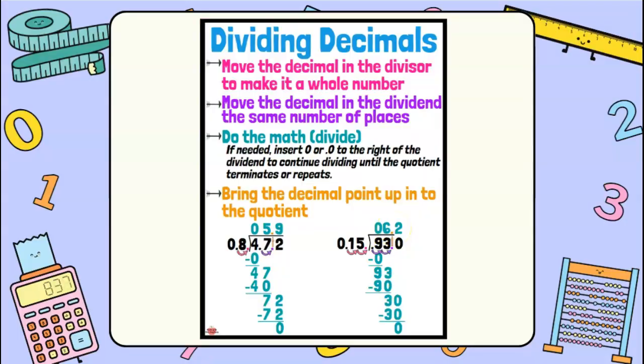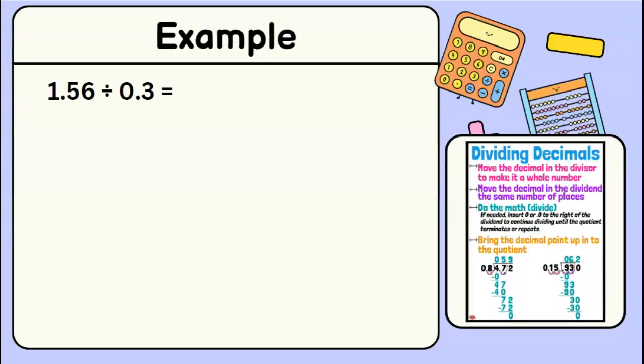So let's see this in practice. I have 1.56 divided by 0.3. So the first thing I want to do is I want to set it up. My dividend, which is my first factor, is going to go in my division house, 1.56. And my divisor, which is my second factor, is going to go on the outside of my division house.